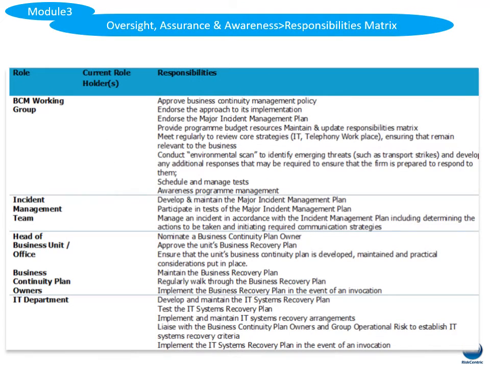It's important that everyone understands their roles within the business continuity framework, and a good way to achieve this is to establish a responsibilities matrix that sets this out. The responsibilities matrix provides a description of the main responsibilities shown in the BCM organisation chart we showed earlier.